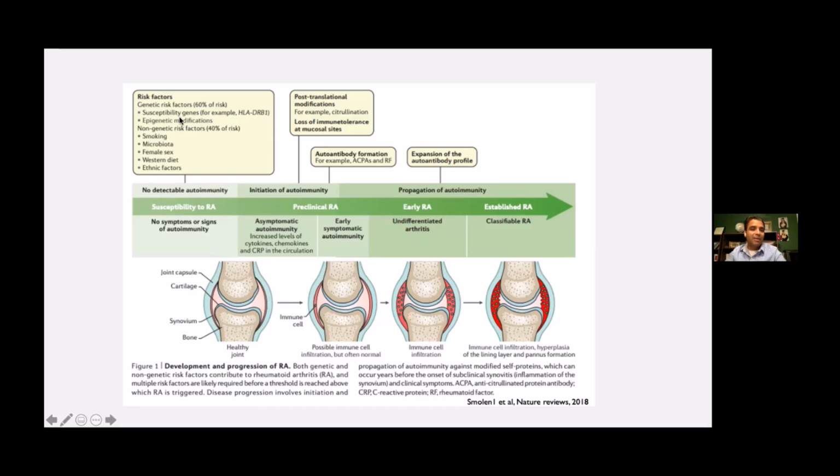And in the background of genetic risk factors, there is a 40% risk with environment. That could include smoking, that could include dysbiosis of the microbiome, and female sex is also one of the risk factors. And they even mention the Western diet. Now, it's a very interesting concept. Why is diet related to rheumatoid arthritis? The thought process is that what you eat affects the microbiome in the gut, and the microbiome affects your risk of rheumatoid arthritis. So it's an indirect relationship between diet, microbiome, and rheumatoid arthritis.